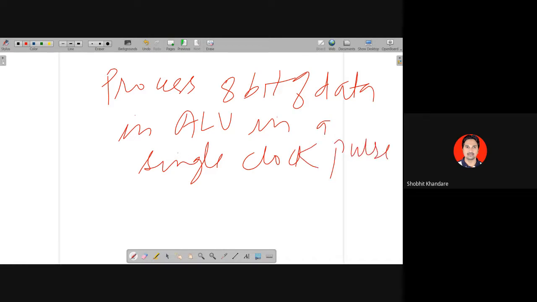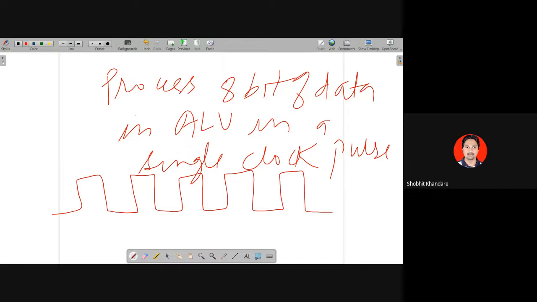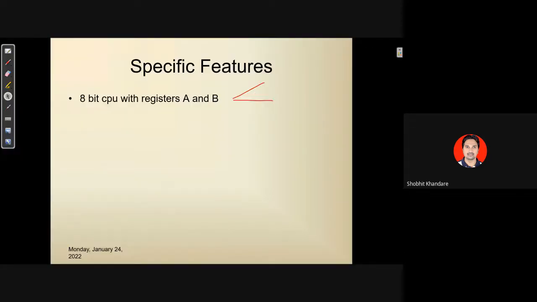I have told you all the operations in the microcontroller or microprocessor are in synchronization with the clock pulse. So आपके ALU में जो भी कुछ operation आता है, at a time it can process 8 bit of data. And to process this 8 bit of data, we have two registers in 8051. They are A register and B register.